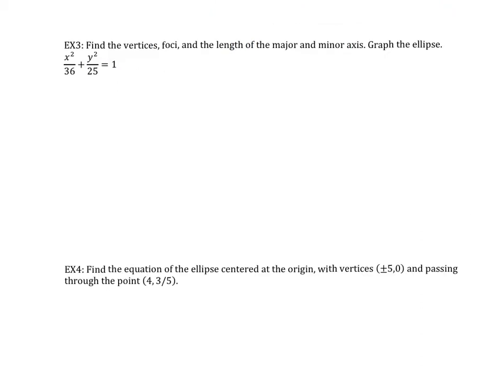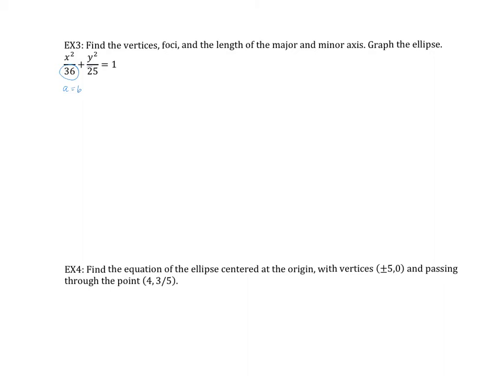In example 3, we're going to find the vertices, foci, and the length of the major and minor axes. And we're also going to graph our ellipse. So first of all, I notice that this is x squared over 36 plus y squared over 25 equals 1. What I want you to notice is that your a value is always going to be the largest value. So since 36 is larger than 25, that tells me that a squared is 36, which would mean a is 6.